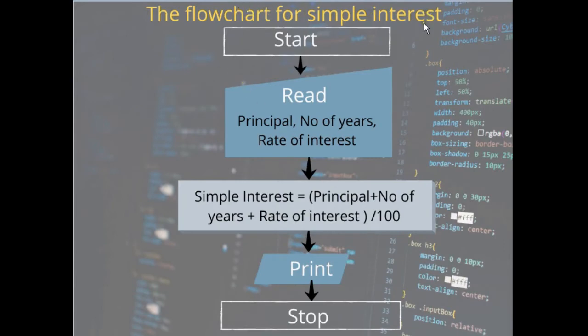In this, we first see the start button, then in the read step we are collecting the data like principal, number of years, rate of interest. In the third, we are calculating the simple interest by using the formula principal, number of years and rate of interest divided by 100. In the next step, we are printing and stopping the program. This is the flowchart, a pictorial representation for calculating the simple interest.